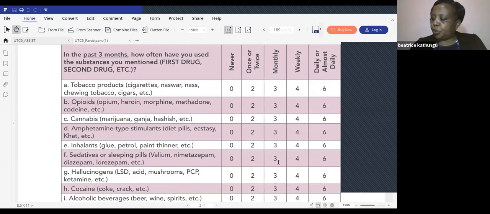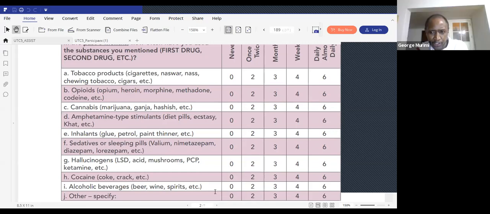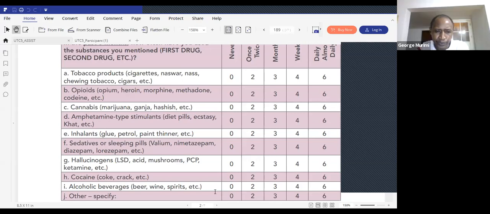So George, you also indicated that you use cocaine. Would you like to tell me how frequently you use cocaine? No, Councillor, I indicated that I don't use cocaine. Oh, you do not use cocaine. I'm sorry about that. Thank you very much for correcting me, George. I appreciate. So you indicated that you use alcoholic beverages. So how frequently do you use alcoholic beverages?